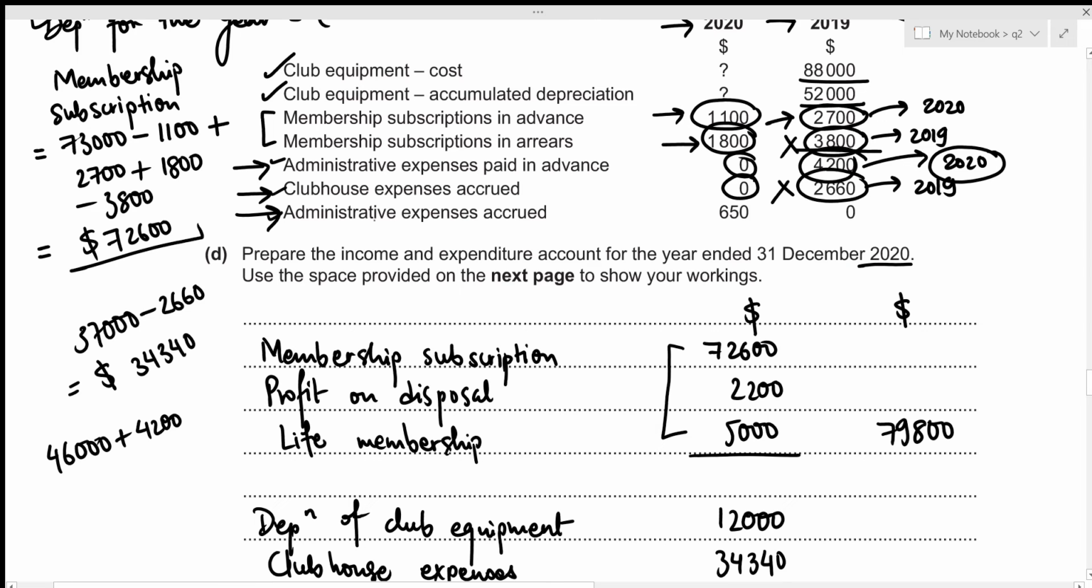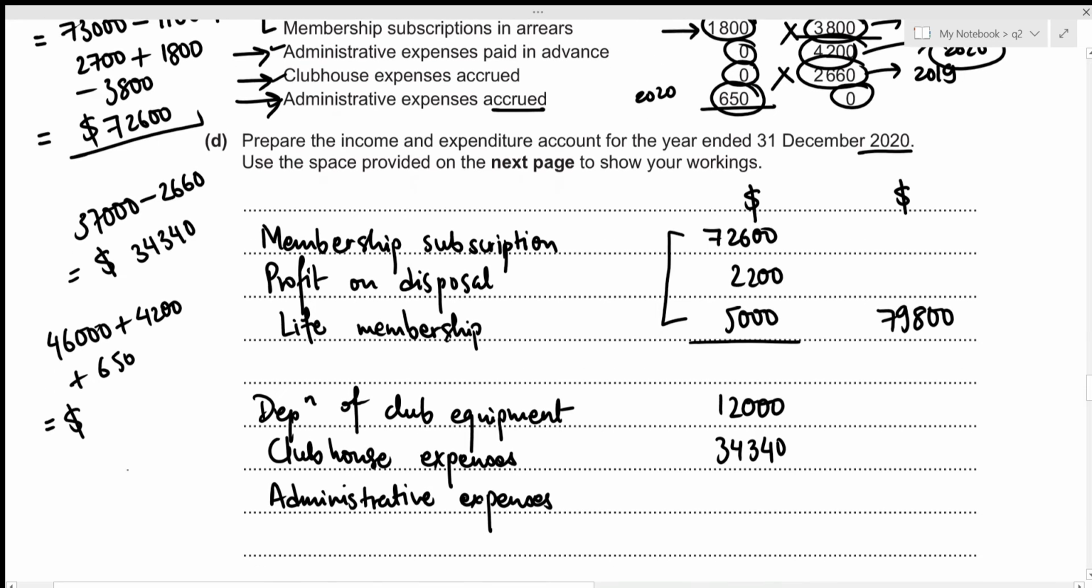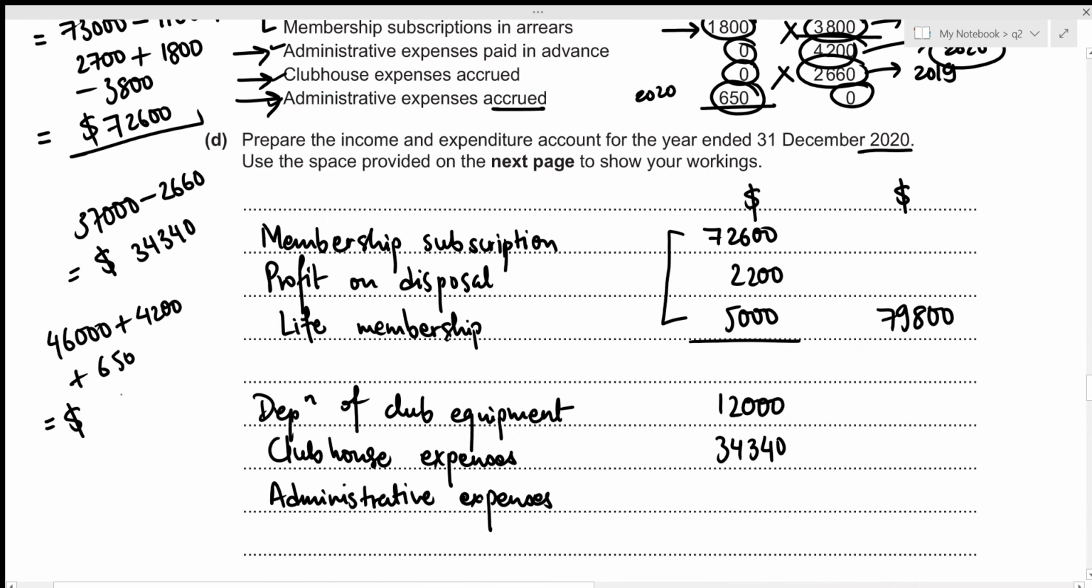Then we have administrative expenses accrued. And for the year 2020, it amounts to 650, which means that we are still yet to pay 650 as our administrative expenses for the year 2020. So we need to include this amount as well. So that's plus 650. And we can see that for the year 2019, accruals were 0. So we do not need to adjust it. Now the total amount to be included in our income and expenditure account under the heading of administrative expenses is 46,000 plus 4,200 plus 650, which results in 50,850.